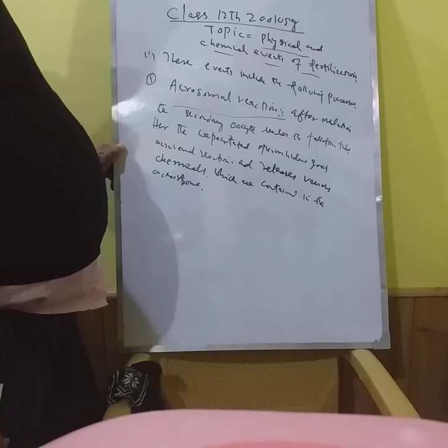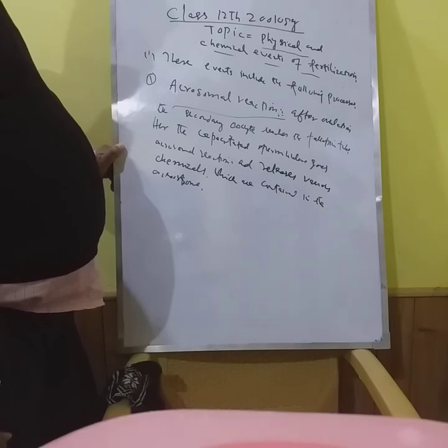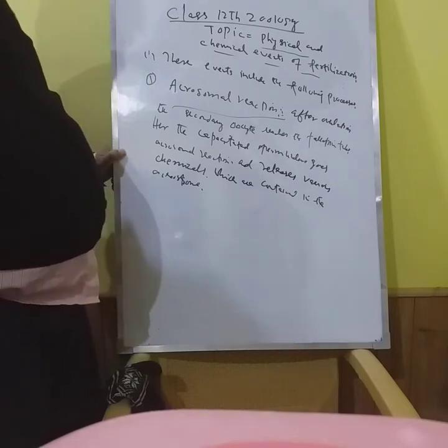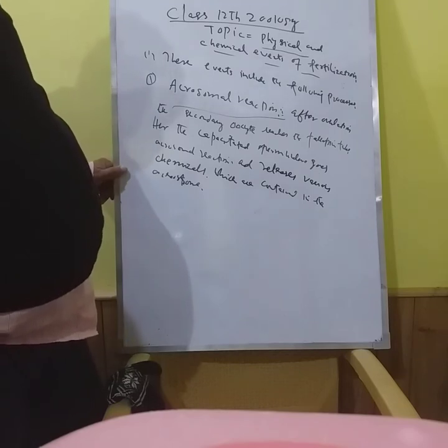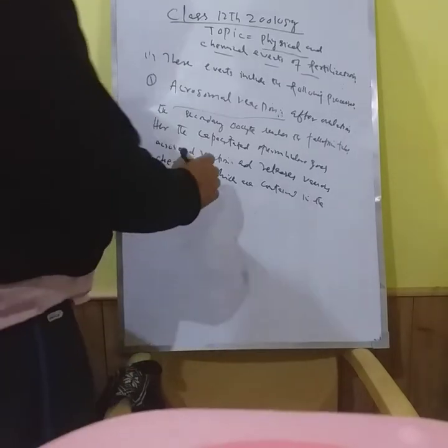In fertilization, it includes the following process. First, there is the acrosomal reaction. It says that after ovulation, the secondary oocyte reaches the fallopian tube and the capacitated sperm undergoes the acrosomal reaction and releases various enzymes or chemicals which are contained in the acrosome. These chemicals are collectively called sperm lysins.